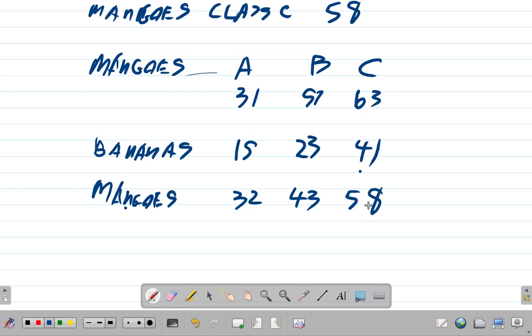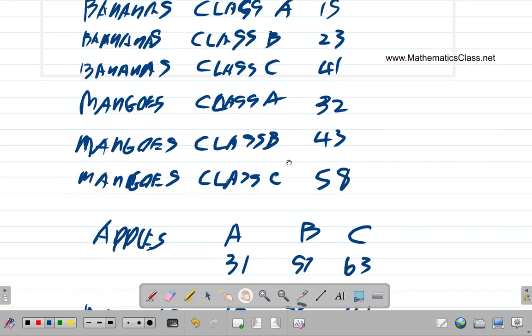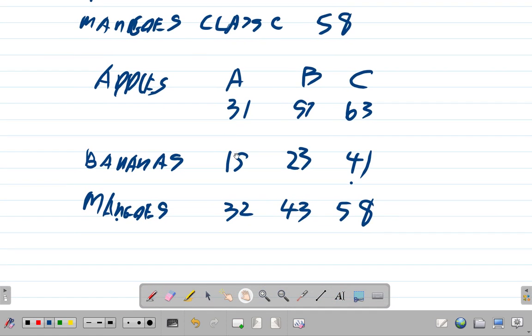Nice. Do you see those? Oh, apples should be up here. My arrow. Apples is at the top. 31, 57, 63. Apples.